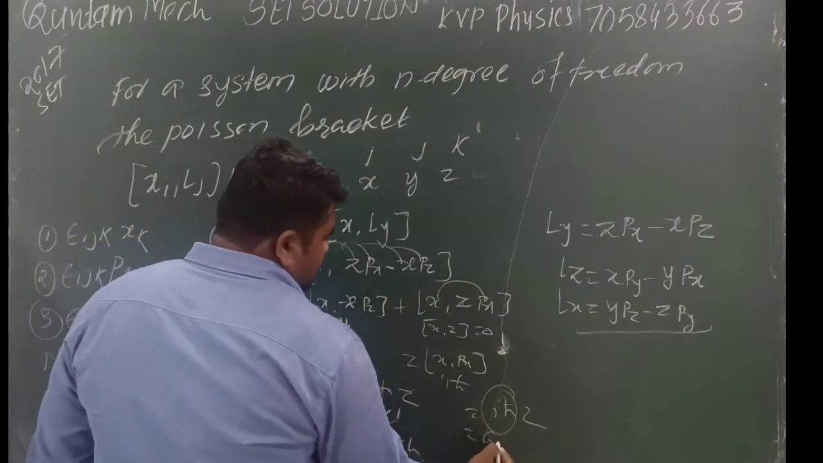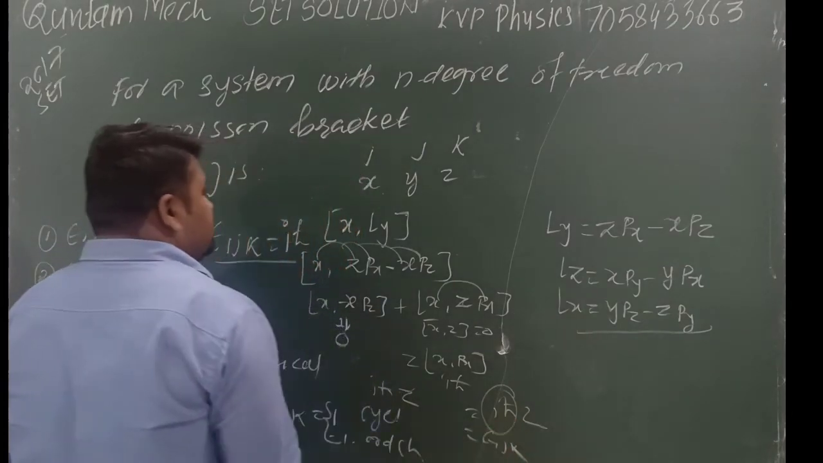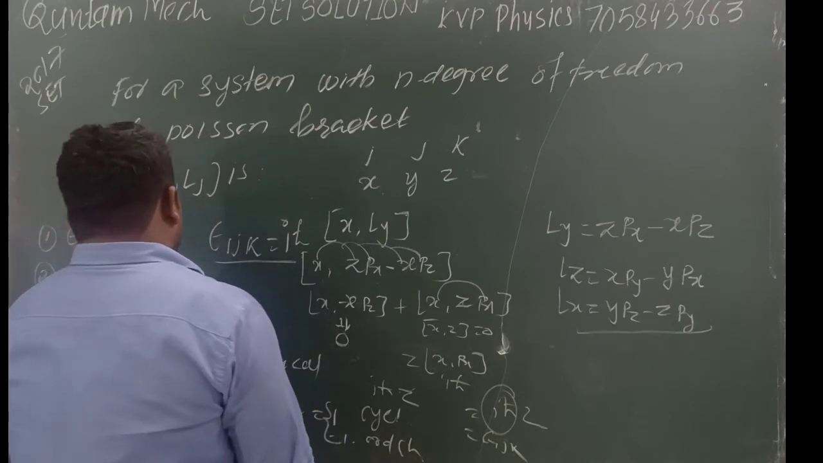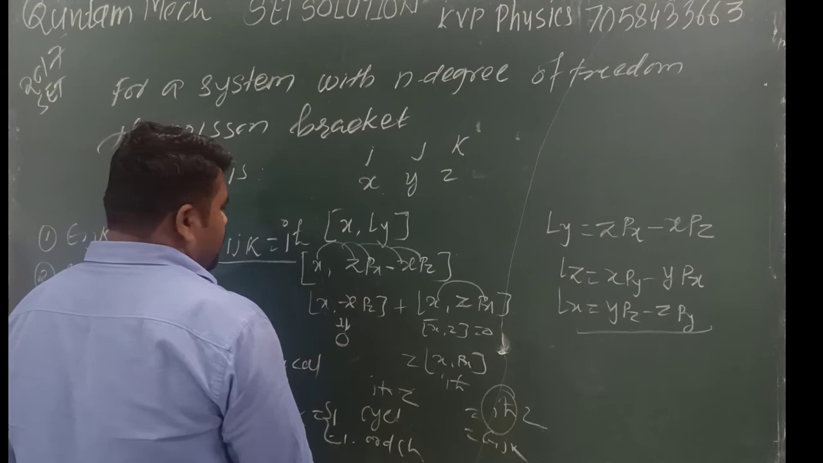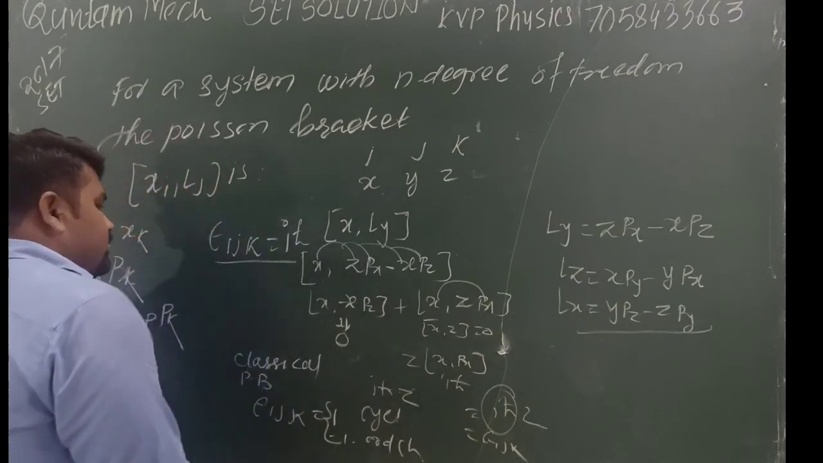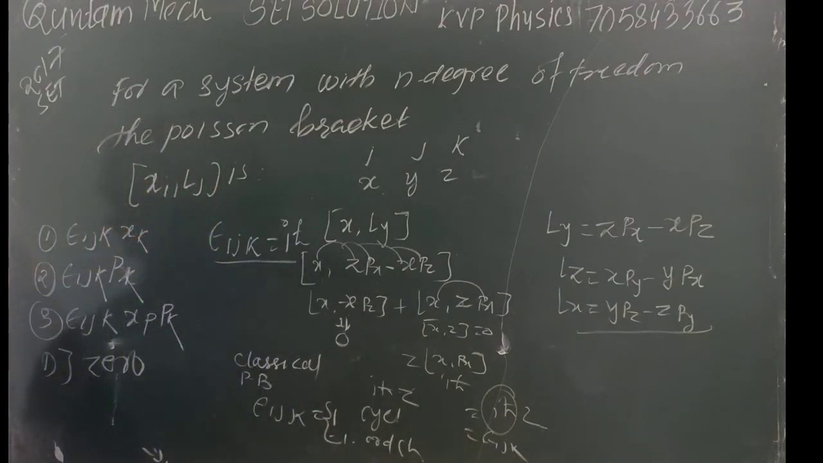Epsilon ijk. But we know that z is nothing but the k that we considered. This is nothing but k.